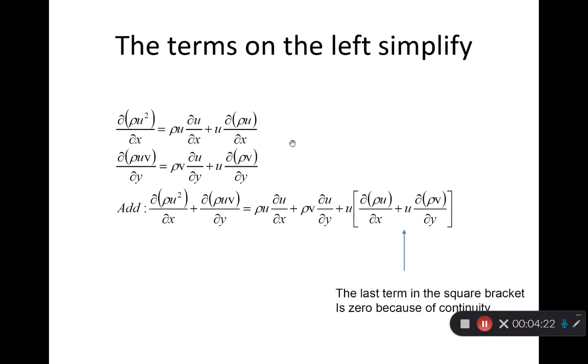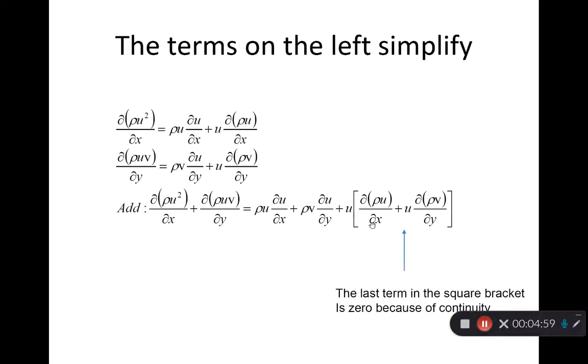You could also do differentiation by parts. For example, you could think of rho u squared as rho u times u. So rho u times u is like p times q. Then p times the derivative of q plus q times the derivative of p. So you could break this in this manner. Same way, if you think of rho u as p and v as q, then p times the derivative of q plus q times the derivative of p. When you add it, you get something like this.